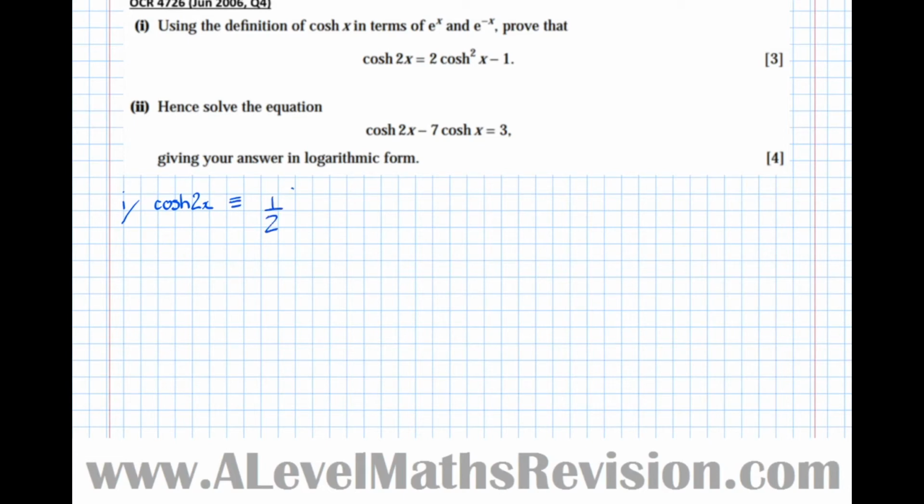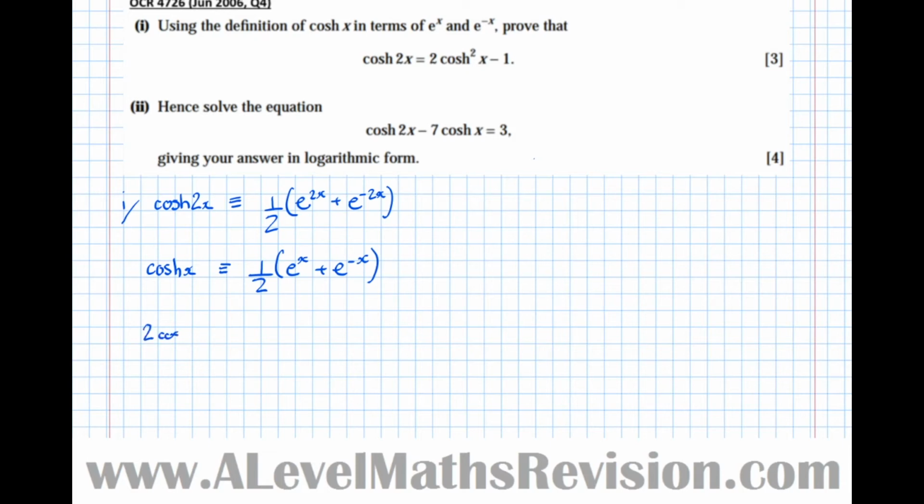So, cosh of 2x, from the exponential definitions, is a half e to the 2x plus e to the minus 2x. So now looking at the right hand side, 2 cosh squared x minus 1, well, we know that cosh x is defined as being half e to the x plus e to the minus x. Now let's sub that into the right hand side and show that it's equal to the left hand side.